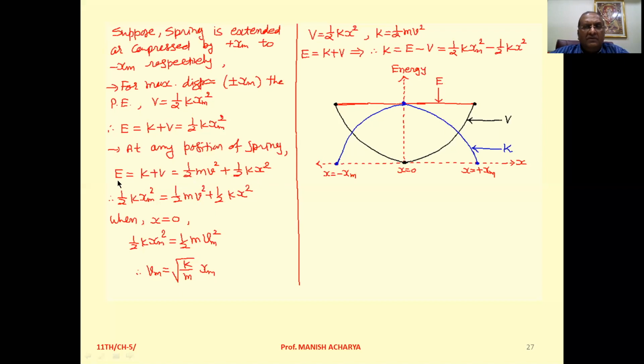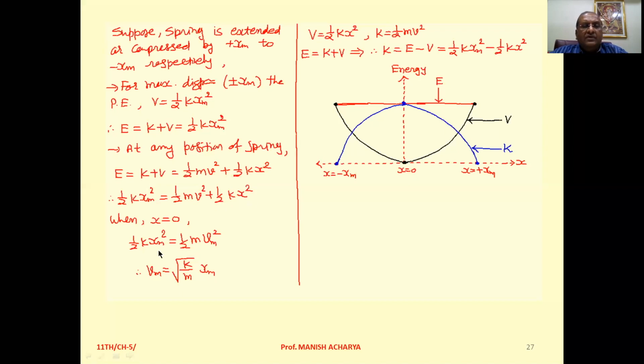But the total mechanical energy remains the same, constant. And we proved this thing, that it is half kxm square. So half kxm square is half mv square plus half kx square. Now here we can understand when x equal to 0, so when the spring is passing through the equilibrium position, at that time this potential energy will be 0.